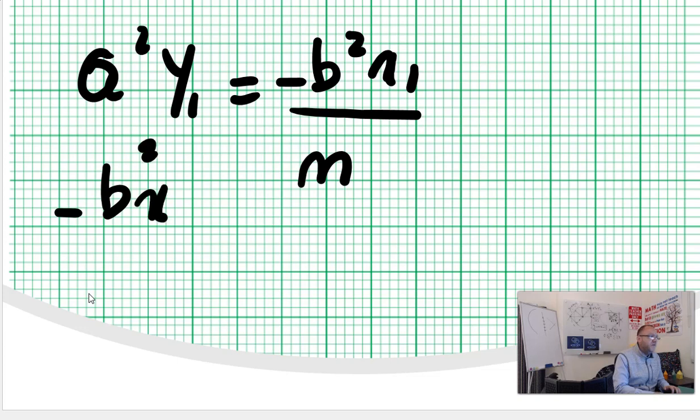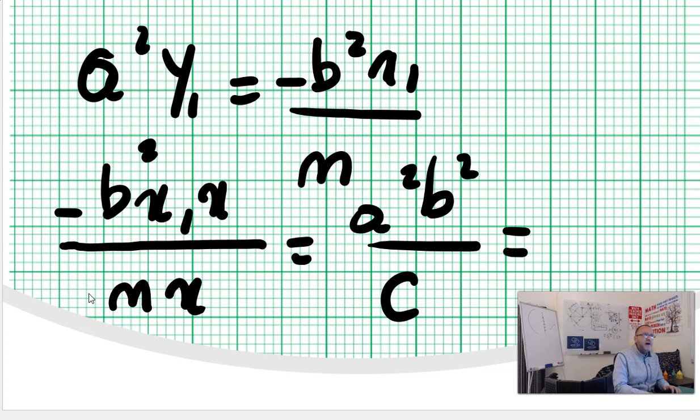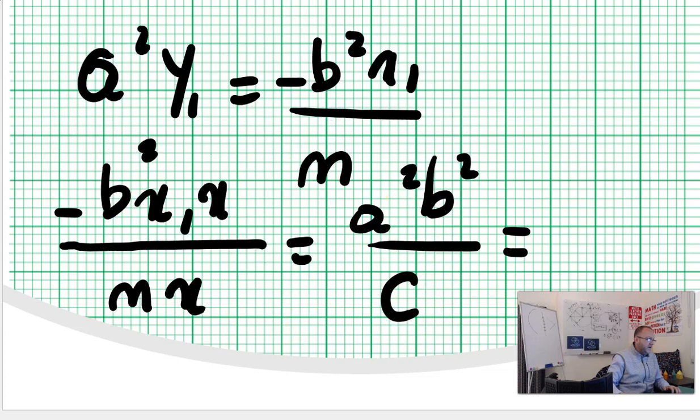Coefficients with equal ratios, because it's the same equation, satisfying the same point P, divided by mx is going to equal a squared, b squared, and c. But we just found out that this one also equals minus b squared x1 divided by m, equals a squared y1. So I can also put it as a squared y1.